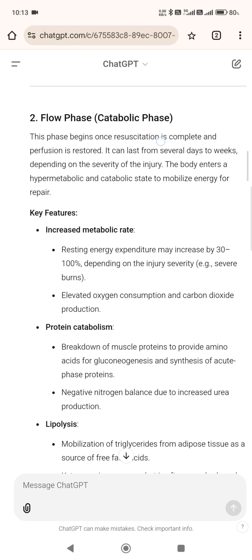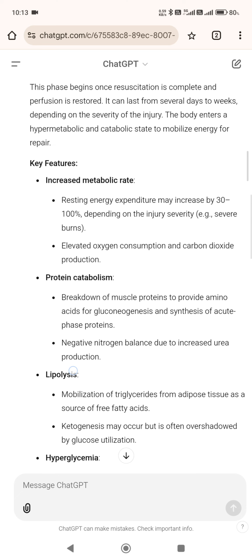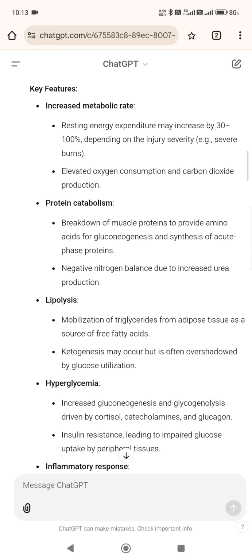2. Flow phase, catabolic phase. This phase begins once resuscitation is complete and perfusion is restored. It can last from several days to weeks, depending on the severity of the injury. The body enters a hypermetabolic and catabolic state to mobilize energy for repair. Key features: increased metabolic rate. Resting energy expenditure may increase by 30 to 100%, depending on the injury severity, e.g., severe burns.